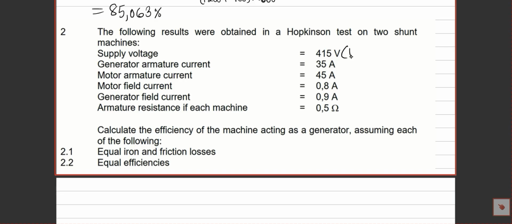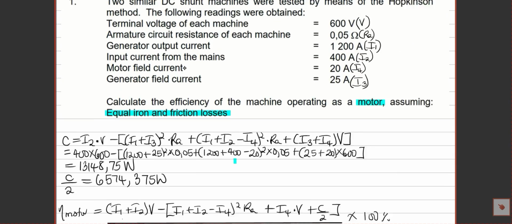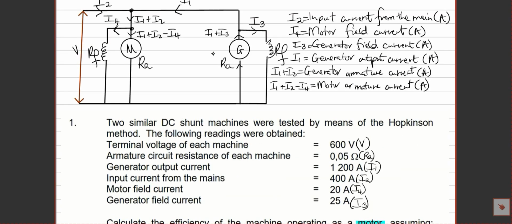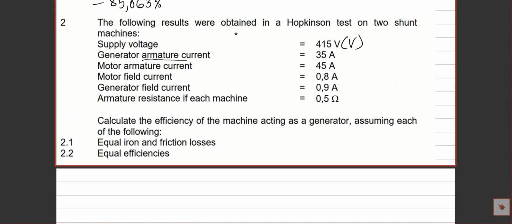So we'll do as the previous one, we have our V. Generator armature current. Let's check our generator armature currents. We spoke of this current which passes through the generator armature resistance. In our case, it's I1 plus I3. So in this case here, we have I1 plus I3.